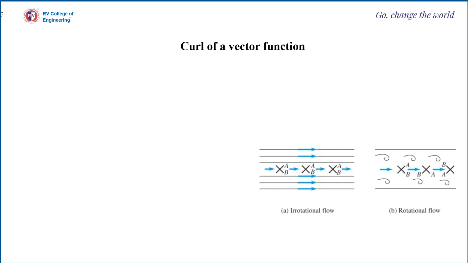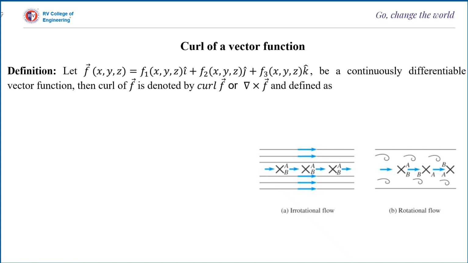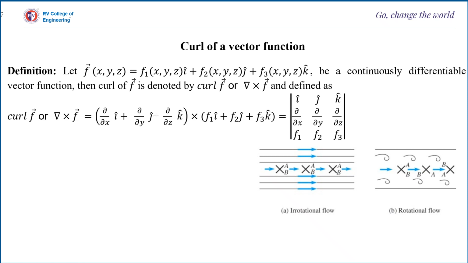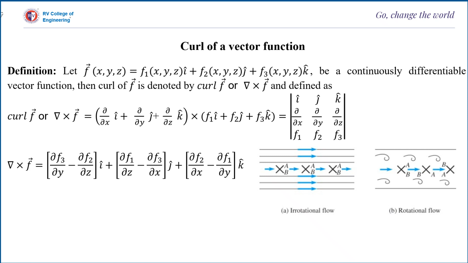Let f equal f1 i plus f2 j plus f3 k be a continuously differentiable vector function. Then curl f, denoted by del cross f or curl f, is defined as the determinant of i, j, k; ∂/∂x, ∂/∂y, ∂/∂z; f1, f2, f3. When we expand this determinant, we get (∂f3/∂y minus ∂f2/∂z) i plus (∂f1/∂z minus ∂f3/∂x) j plus (∂f2/∂x minus ∂f1/∂y) k.